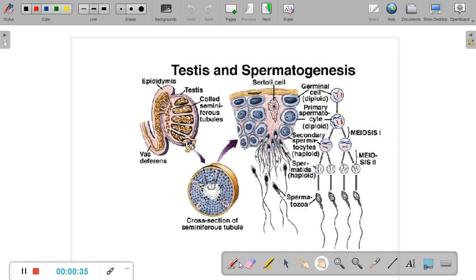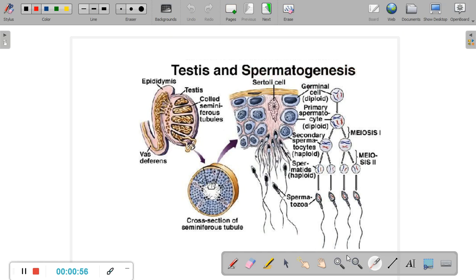Today we will start off with the process of gametogenesis, and gametogenesis simply means the birth of gametes. Genesis is birth, and gamete is a sex cell. We'll start off with gametogenesis of sperms, and the process of formation of sperm, or the birth of sperm, is also called spermatogenesis.